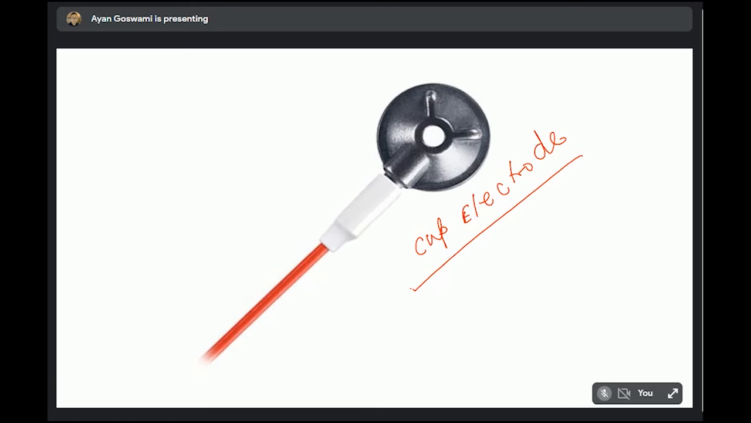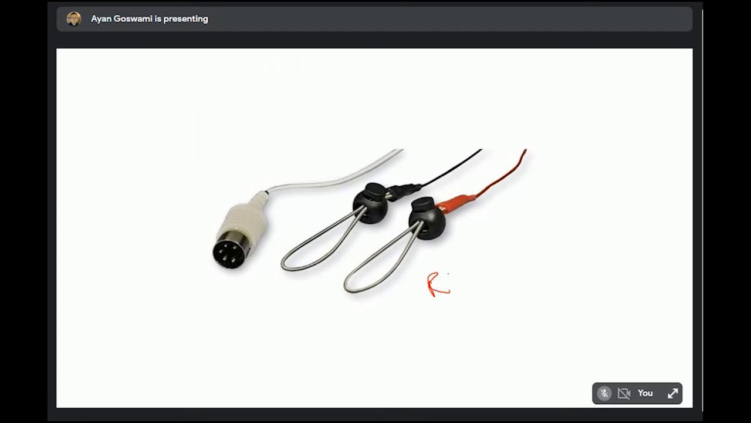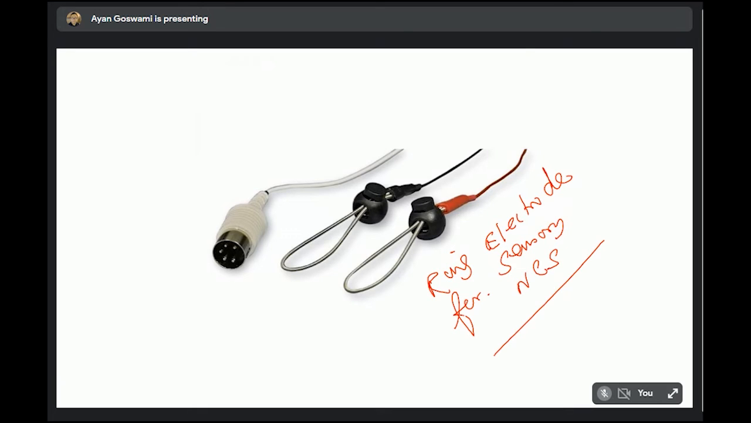Someone has unmuted yourself, please mute. Okay, so this is the cup electrode, and this one is the stimulating electrode, right? And this one is the ring electrode, for sensory NCS, for sensory nerve conduction study, correct?